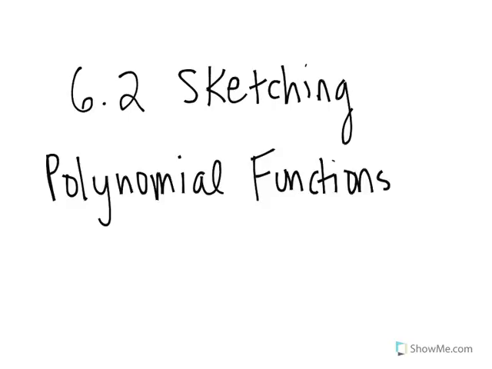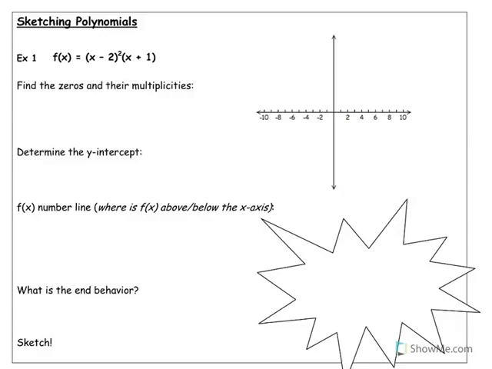So last class we talked about how to write polynomial functions given the zeros and their multiplicities. And today we're going to expand on that topic, and we're going to talk about how we create a sketch of polynomial functions. So we're going to go through an example together, and then I'll have you do some practice on your own after.